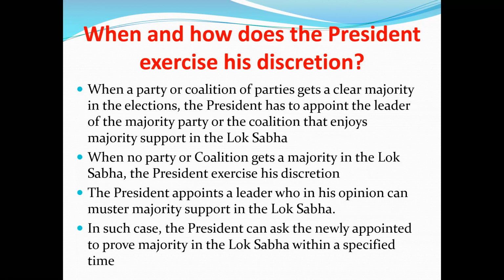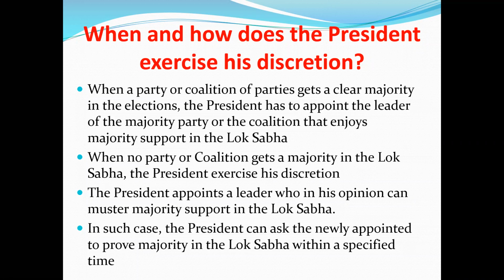When no party or coalition gets a majority in the Lok Sabha, the president exercises discretion. We are also aware of the case when no political party gets a clear-cut majority and no coalition of political parties gets a clear-cut majority. So at this time, the president takes his own action. वो अपने तरीके से काम करेगा.